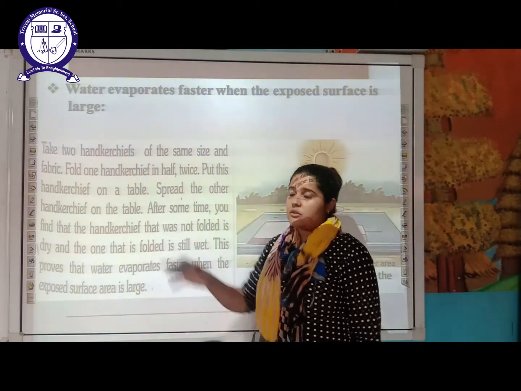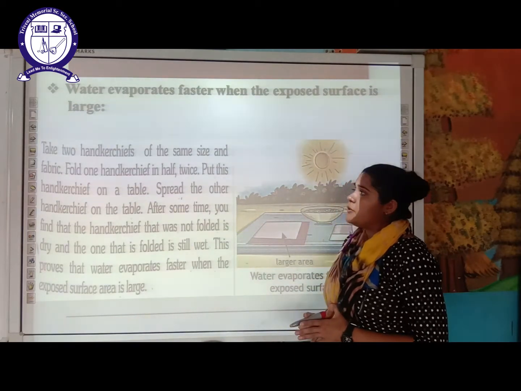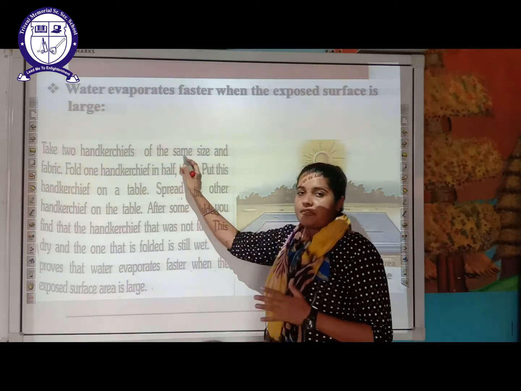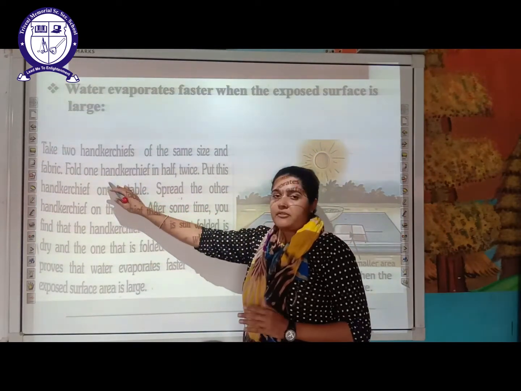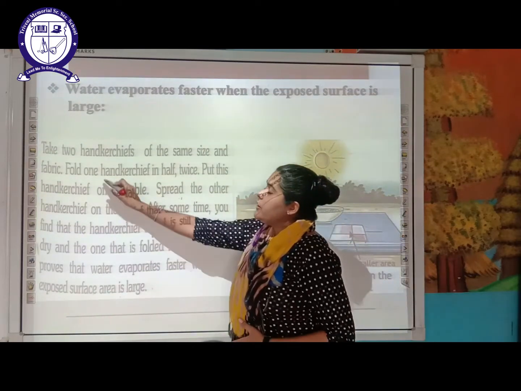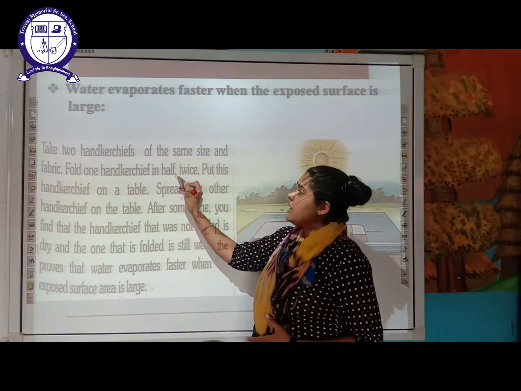surface is large. For this you have to perform a simple experiment. You have to take two handkerchiefs of the same size and made of the same fabric. You can take a handkerchief made of cotton. Fold one of the handkerchiefs in half twice.